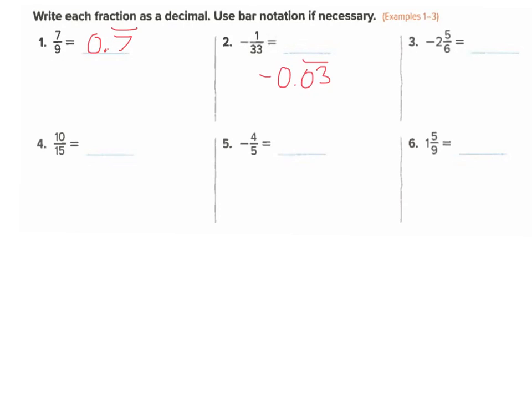For number 3, negative 2 5/6. Remember, 2 and 5/6. Well, 5/6 is 0.83 repeating. And then because it's negative, negative 2.8333. 10/15 is our next one. Well, 10/15 is really the same thing as 2/3 if we were to simplify our fraction. 2/3 as a decimal is 0.6 repeating.